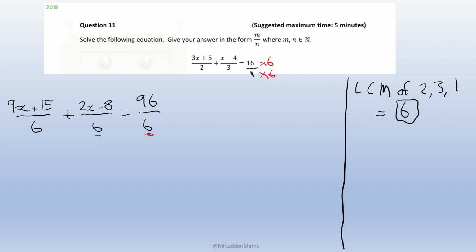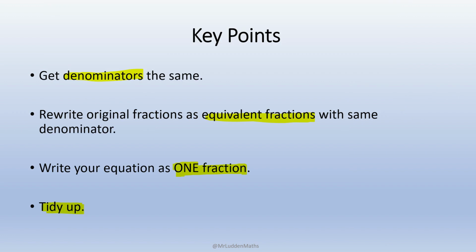Once you have that, you have rewritten your original question as the exact same thing, except you've got 6 as your denominator. If we look back to our key points, we have got our denominators the same. Tick. Our next thing is to rewrite the original fractions as equivalent fractions with the same denominator. We've actually done that as well.